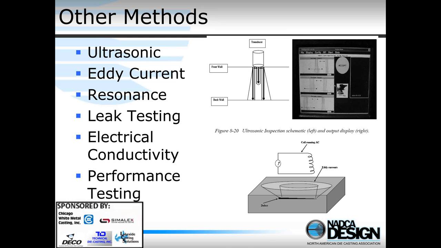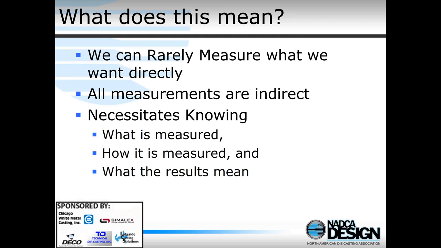Then there's a whole range of other different methods: ultrasonic, eddy current, electrical conductivity, performance testing, functional testing, all different ways of looking at our castings. So what does this mean? Obviously, we can't measure what we can't see, but often we can rarely measure what we want directly. A lot of the measurements can be indirect. But we really have to have a good knowledge, therefore, of what is measured, how it's measured, and what the results actually mean.